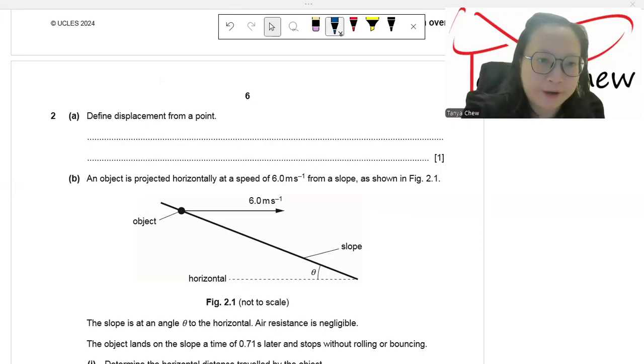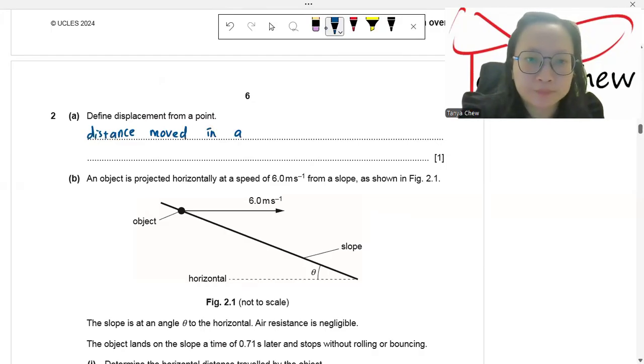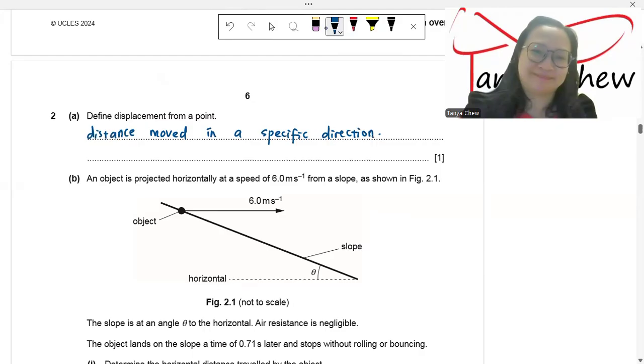So I would define displacement. It is distance moved in a specific direction or given direction. Doesn't matter.